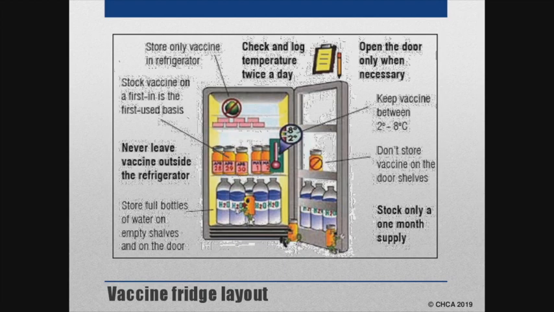Now, never leave vaccines outside of the refrigerator. If you are going to be obtaining vaccines for a patient's visit, just grab what you need and bring only single vaccines. Don't bring the entire box out. Stock vaccines on a first in, first used basis, so those that are going to expire later can be behind those that are going to expire sooner. And finally, store only vaccines in the refrigerator. Your lunch does not go in there, or your yogurt or whatever.